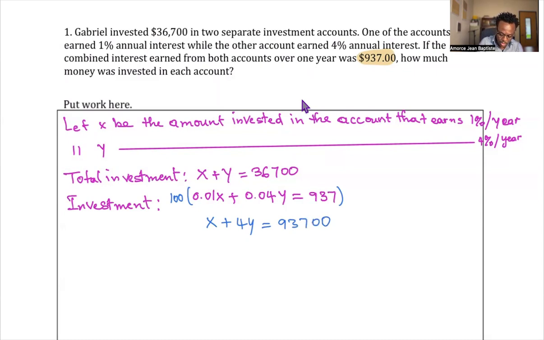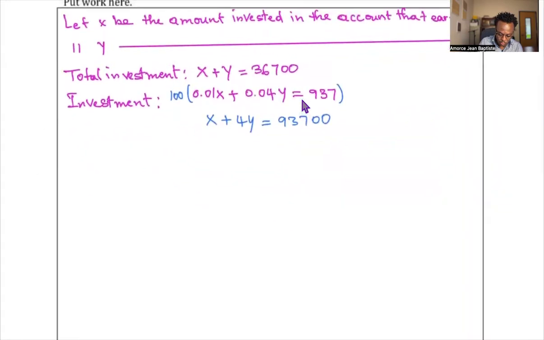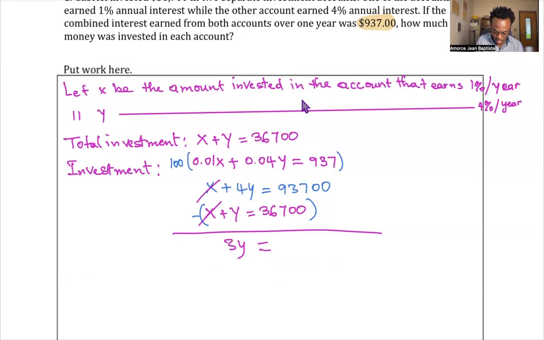So I bring this other equation down here. This is my other equation. I have multiple ways to solve this: substitution or elimination. I love using elimination, so let me multiply this one by -1. This cancels the x, and -y plus 4y is 3y, equals negative 36,700 plus 93,700. That's negative 57,000.